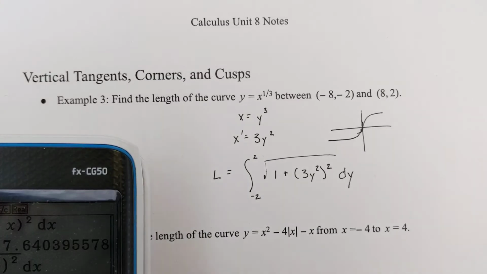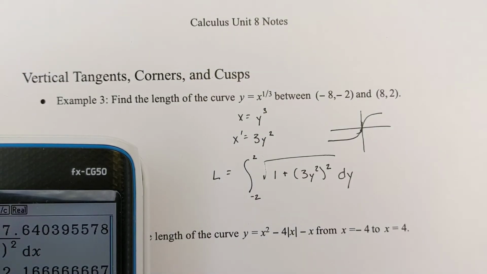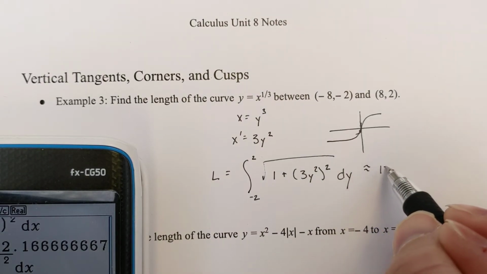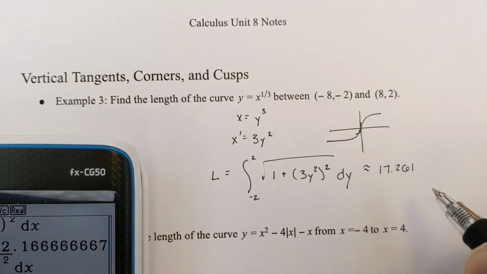And then we go to the integral. So the square root of 1 plus the quantity. Now remember, your calculator doesn't care what variables you use, so you can still type them in as x's. Just need to remember that your bounds are y's. So this comes out to be about 17.261.